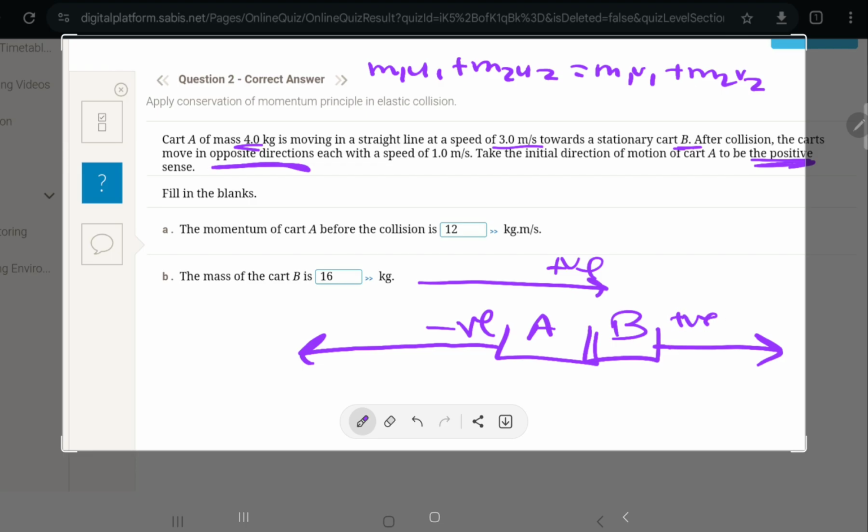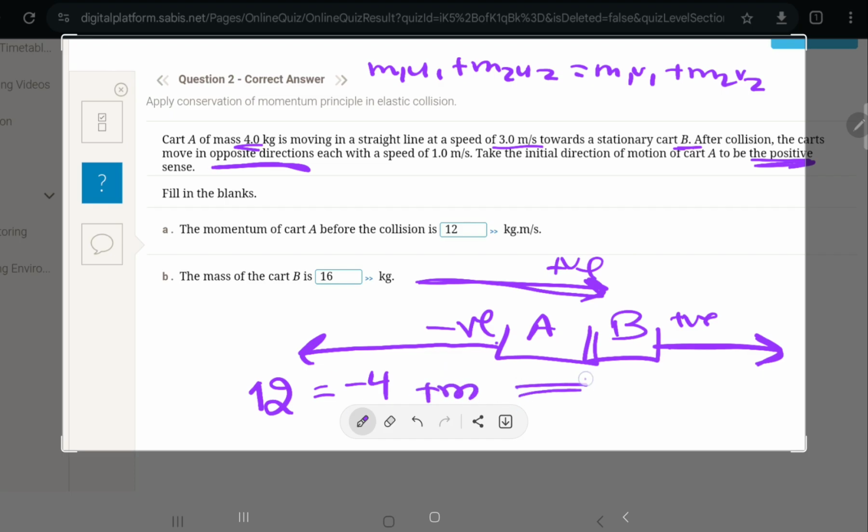So using the information that we inferred, 4 times 3 plus m times 0, right? Because it's stationary, which is 0, is equal to 4 times negative 1, because now A is moving in the negative direction, plus the mass of B, which is unknown, times 1. It's positive because it's moving to the right, and we chose that A moving to the right is the initial. You can even choose A moving to the left. At the end, you will still get the same answer. So now we can get that this is equal to 12, and this is negative 4 plus m.